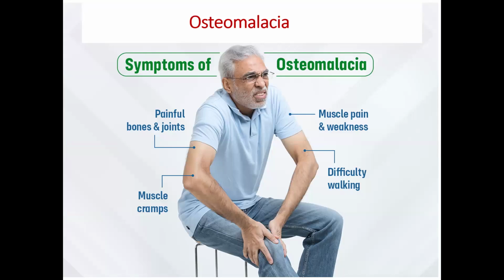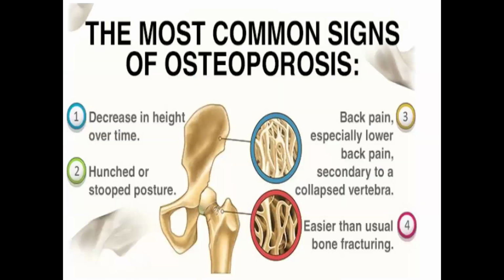Osteomalacia could be related to vitamin D deficiency, characterized by muscle pain and weakness, difficulty walking, painful bones and joints, and muscle cramps. Most common signs of osteoporosis: decrease in height over time, hunched or stooped posture, back pain, and easier than usual bone fracturing.